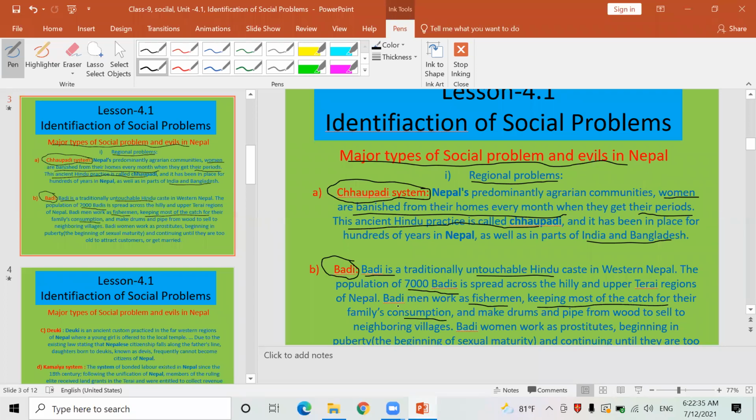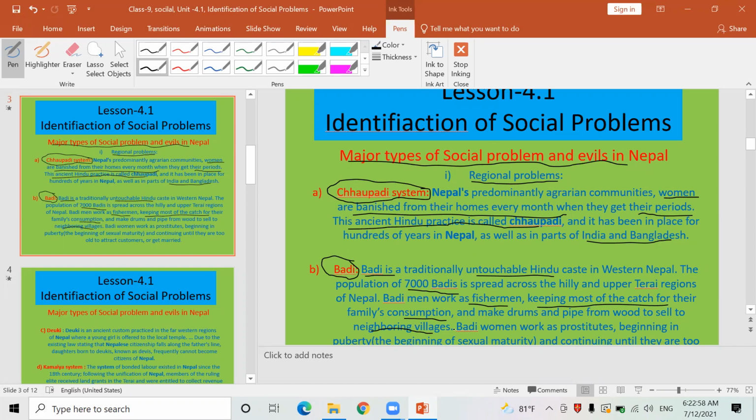It means Badi men's profession is to catch fish and make drums and pipes from wood to sell to the neighboring village. It means they are still engaged in traditional occupations from which they cannot easily run their livelihood.